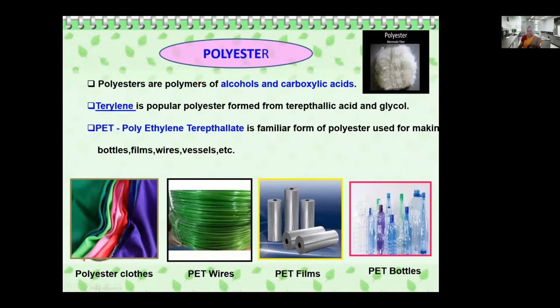Next, polyester. Polyester is a polymer of alcohols and carboxylic acids. Terylene is a popular polyester formed from terephthalic acid and glycol. Okay, this is also a purely synthetic fiber made from chemicals. PET, polyethylene terephthalate, is a familiar form of polyester. It is used for making bottles, films, wires, vessels, etc.